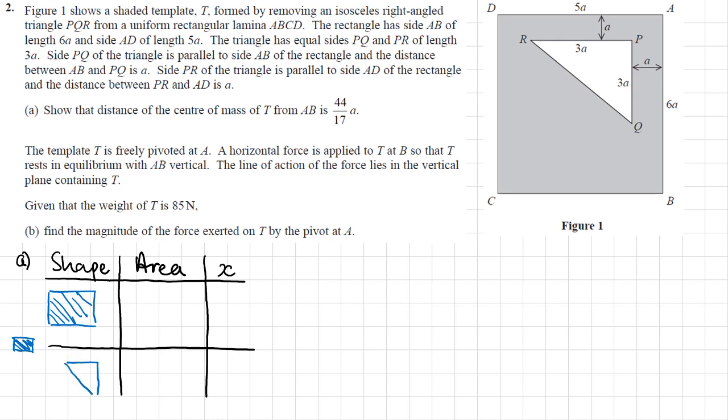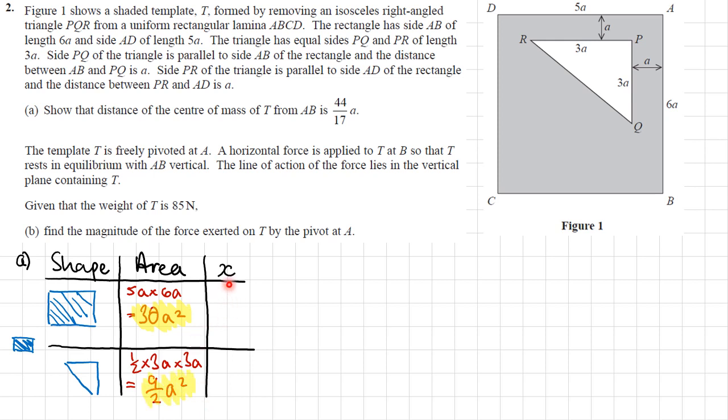So in the second column I'm going to put the area. So the rectangle is just the width times the length, so 5A times 6A, so 30A squared. And then for the triangle, that's just half the base times the height, so it's half 3A times 3A. So it's going to be 9 over 2A squared. Okay, so I'll just highlight those. Those are my areas of the two shapes.